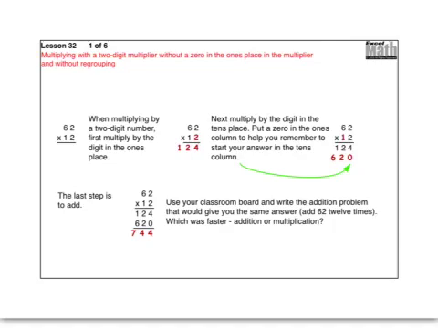So instead of going through all of this stuff here on this page, I'm going to give you a lesson on a blank piece of paper where I teach you how to do 2-digit multiplication.